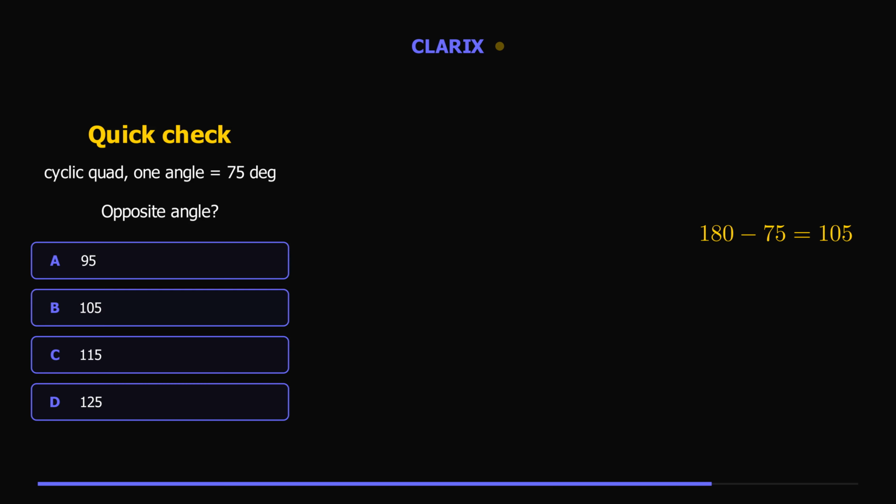In a cyclic quadrilateral, opposite angles sum to 180. If one angle is 75 degrees, its opposite is 180 minus 75, which is 105 degrees. The answer is 105 degrees.